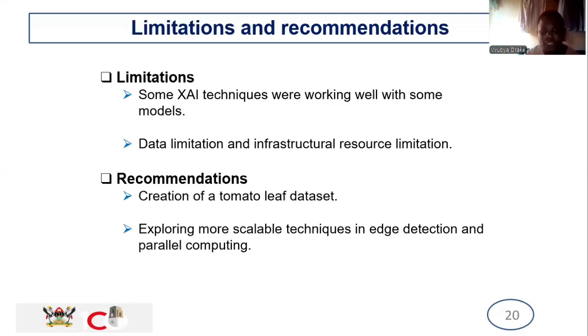So we found different limitations, like not all the explainability techniques could be applied on all the models, the small data set, and infrastructure resource limitations. We recommend creation of a tomato leaf data set based on Ugandan tomatoes, then exploring more scalable techniques in edge detection and parallel computing. Thank you.